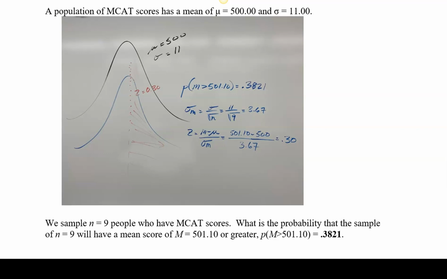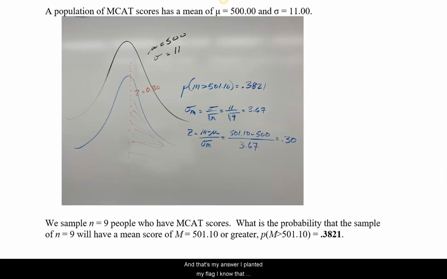Not the friendliest number. But then I'm ready to plug that into my Z formula. 501.1 minus 500 divided by 3.67, and I get 0.30. And therefore, I assign that sample mean, embedded in that blue curve, a Z-score of 0.30. Now, if I go to my tables, I'll see that 0.30 has a tail value of 0.3821, and that's my answer. I've planted my flag.